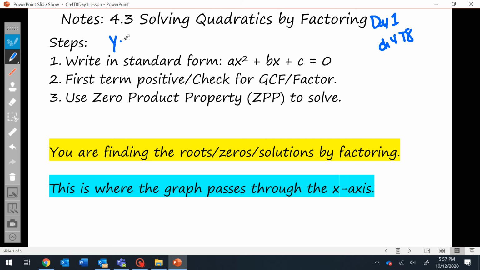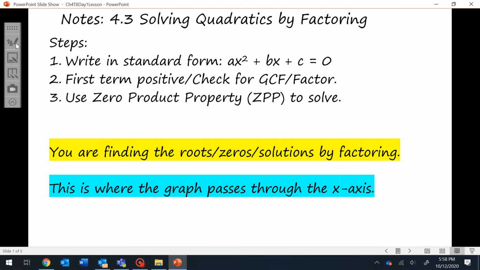So if we have an equation, y is equal to ax squared plus bx plus c, and we set the y-coordinate equal to 0, so 0 equals ax squared plus bx plus c, solving this equation would give us the x-intercept. It is also going to give us the solutions to this equation. The way that we're going to solve these is by factoring and using the zero product property. So remember what we're looking for: we're finding the roots, the zeros, the solutions, and all of these are where the graph passes through the x-axis.